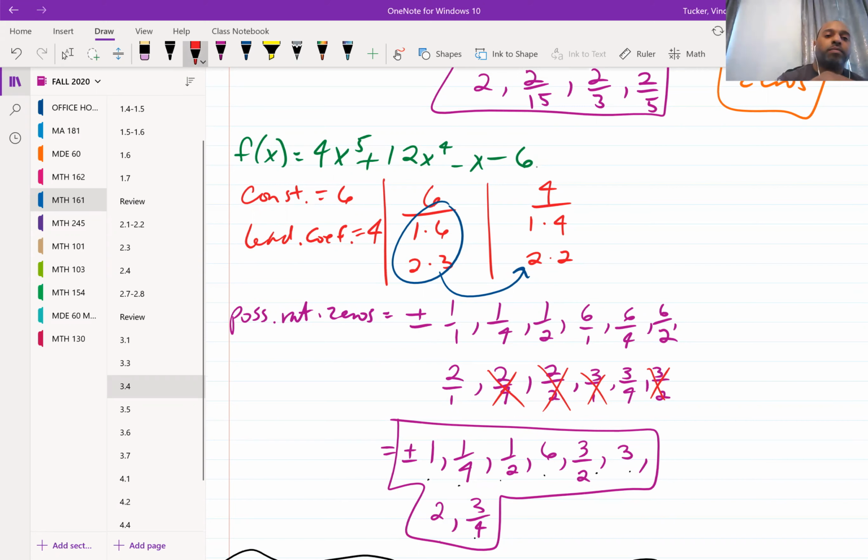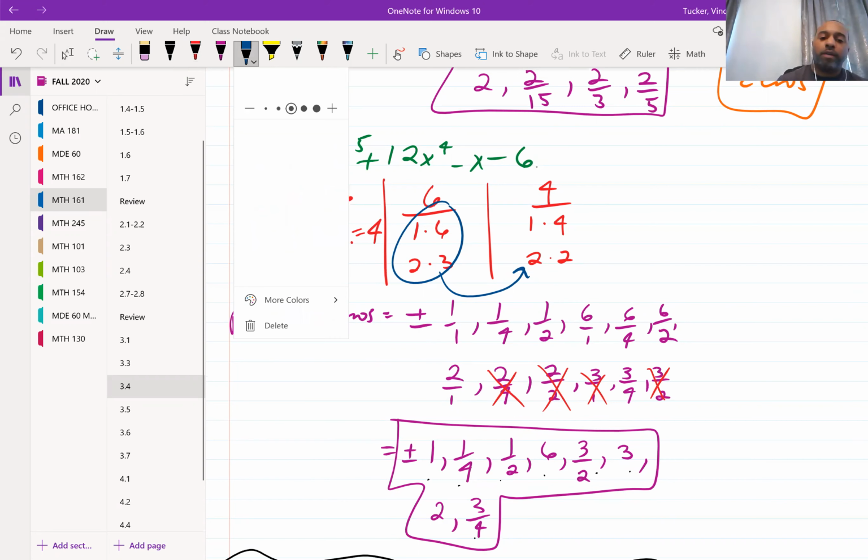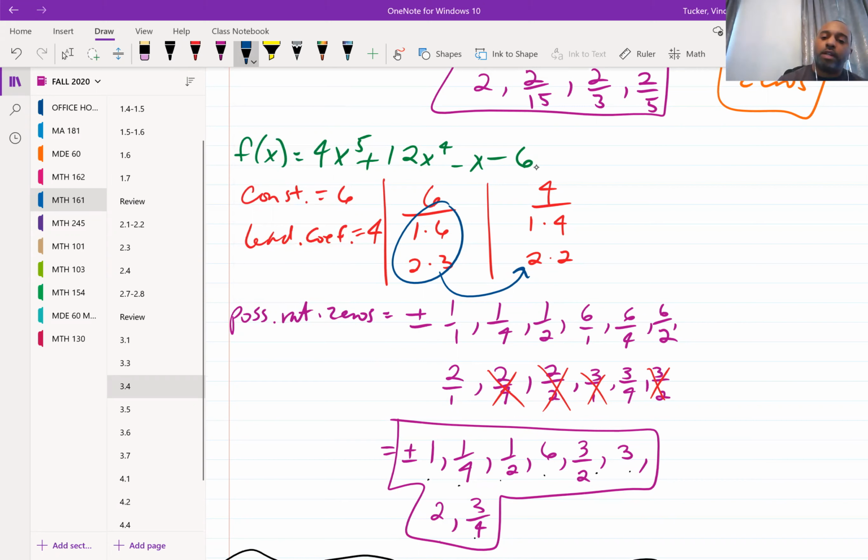And here we have 1, 2, 3, 4, 5, 6, 7, 8. What, 16 possible solutions again? They call them zeros. I'll stick with zeros.